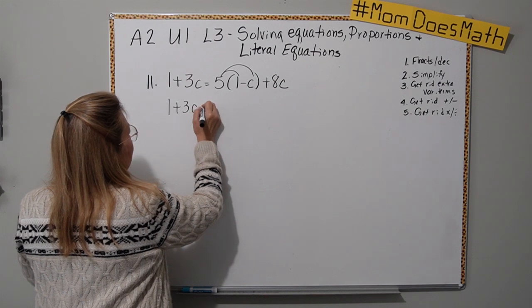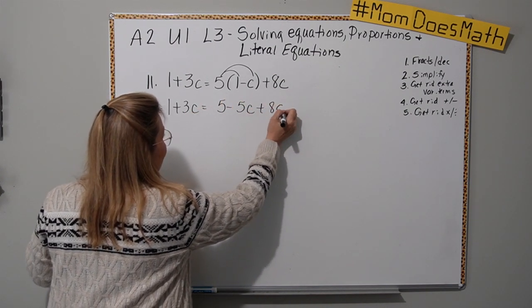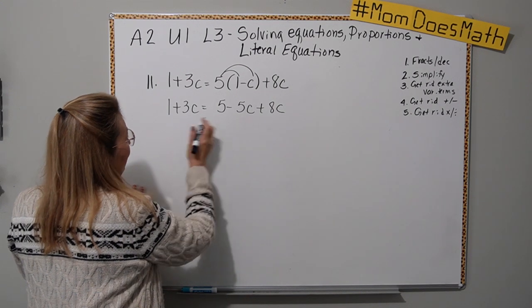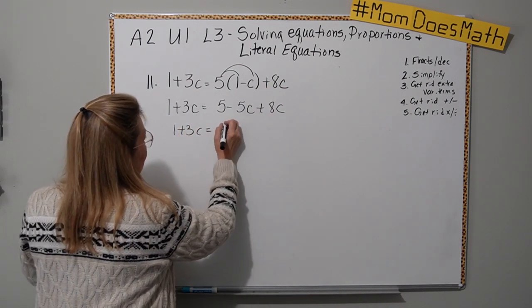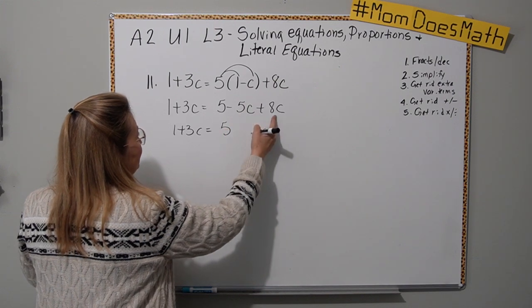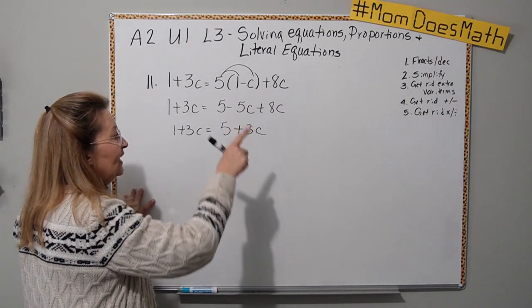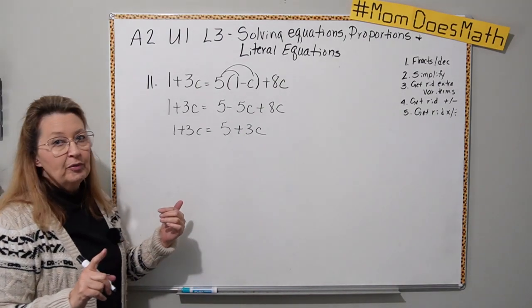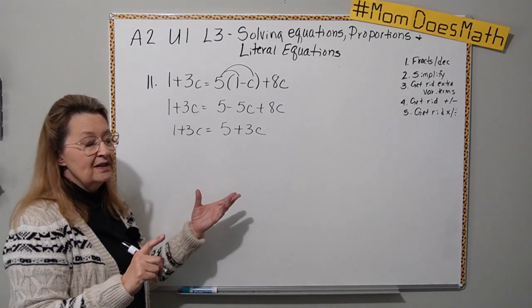So 1 plus 3c is equal to 5 minus 5c plus 8c. All right, I can still simplify here. See, I'm still using my best practices. All right, minus 5 plus 8 is going to give me plus 3c. My next step says get rid of extra variable terms. This is where people start trying to wing it, like I said, and they get messed up.